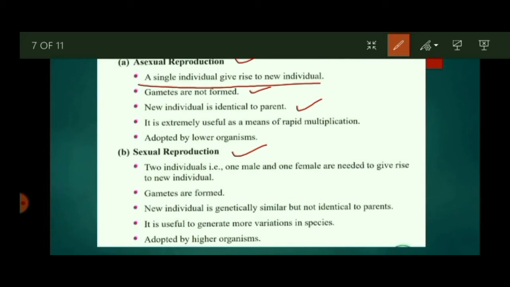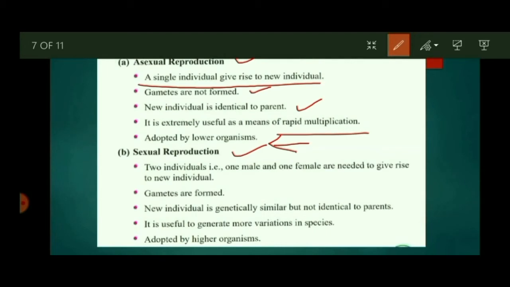Such type of reproduction is extremely useful as a means of rapid multiplication. That means the population of organisms can increase rapidly. This type of reproduction is adopted by lower organisms.